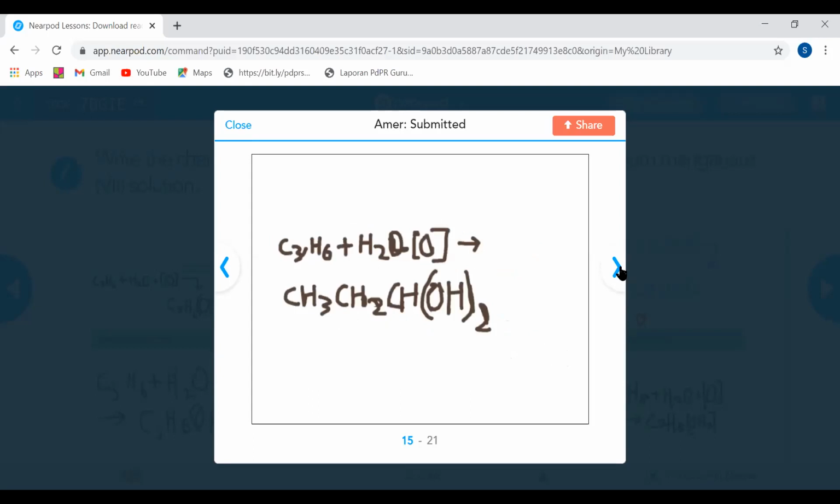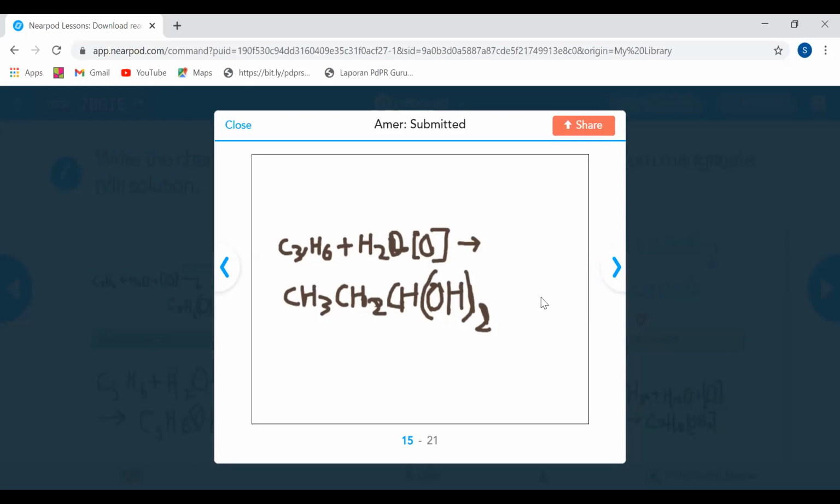He drew it one by one. CH3, CH2, CH. This one must be CH3, CH2, CH, CH2, bracket OH. Is it right? I think it's wrong, I forgot to add H2O plus. Because I think the H cannot be from the same carbon. The H are from different carbons, right?